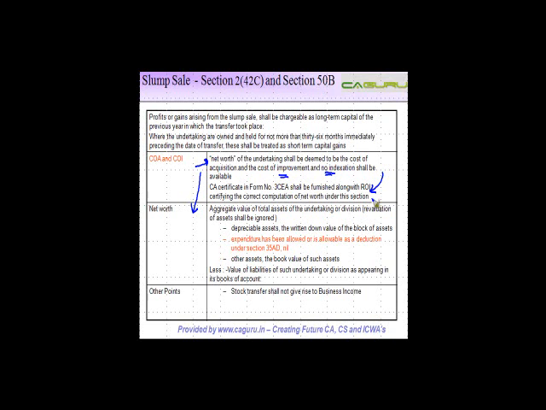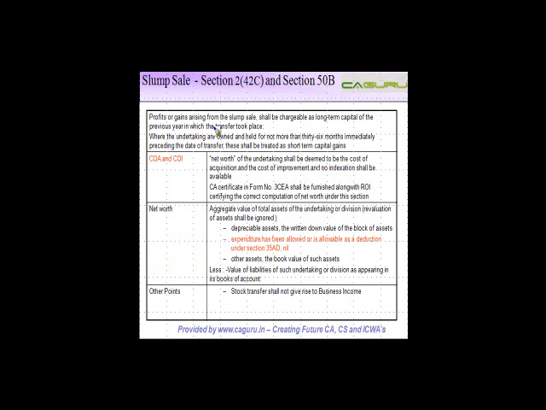The next question is, what is the net worth which is treated as cost of acquisition and cost of improvement? It is the aggregate value of the total assets of the undertaking or division, revaluation ignored, less the value of liabilities of such undertaking or division as appearing in its books of accounts. So you see what the total value of the assets is. From that you reduce the total value of liabilities. The difference between the two is net worth, which is treated as cost of acquisition.